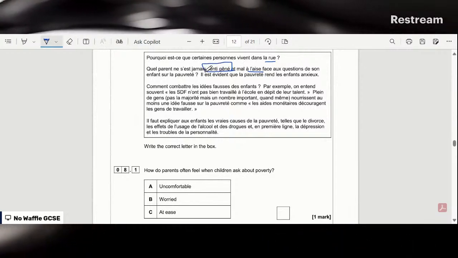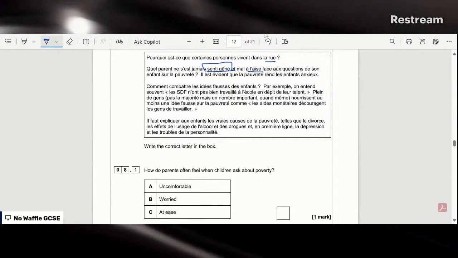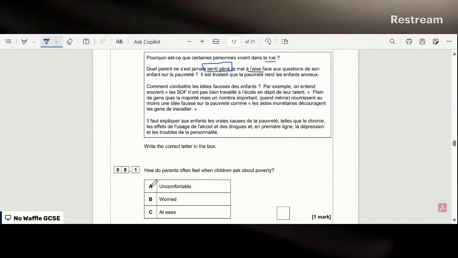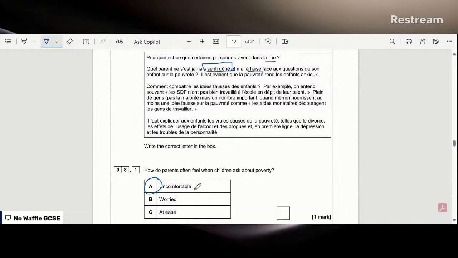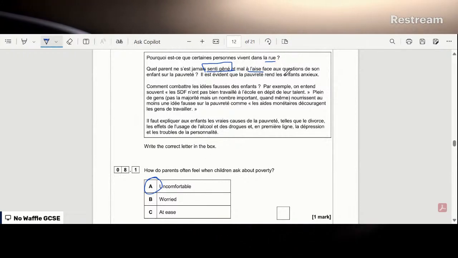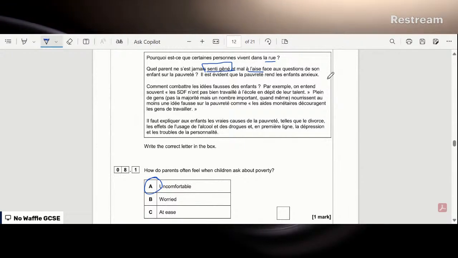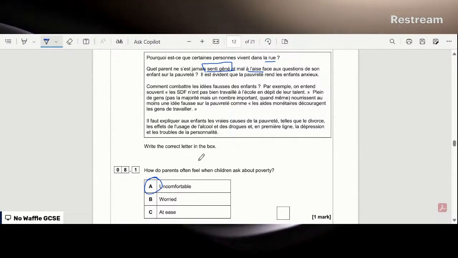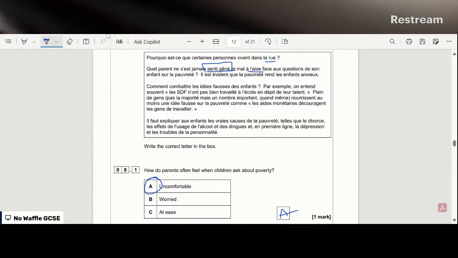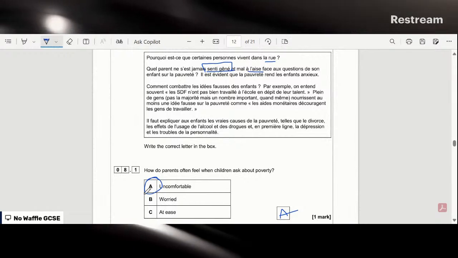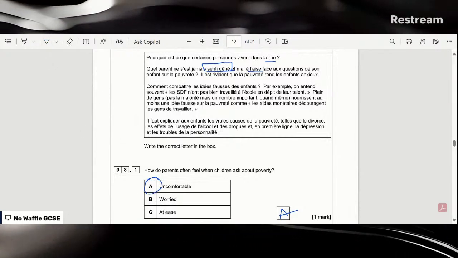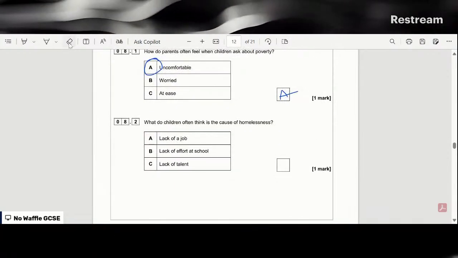is never not. Senti gêné means felt embarrassed. So they never don't feel embarrassed. So it's a double negative there, and therefore it seems that it's uncomfortable. Il est évident que la pauvreté rend les enfants anxieux. So it makes children anxious, and therefore it's an uncomfortable topic. So senti gêné means felt embarrassed.